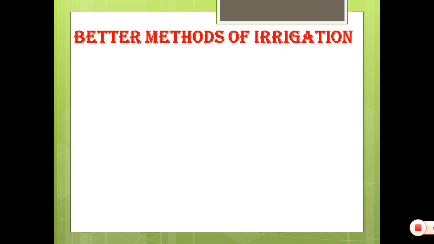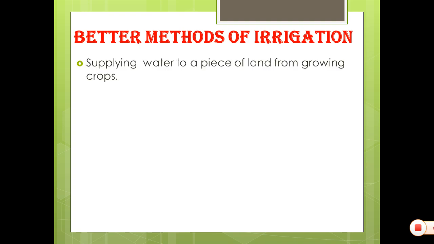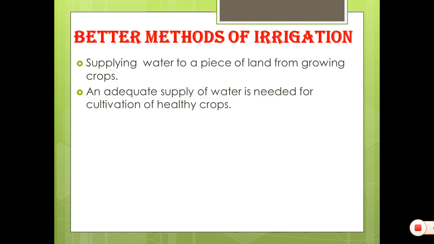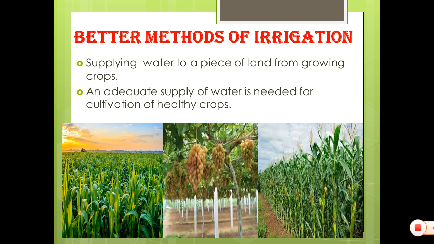Better methods of irrigation. Supplying water to a piece of land for growing crops. An adequate supply of water is needed for cultivation of a healthy crop. If we want healthy crops like this, we need to provide proper water supply for the crop.